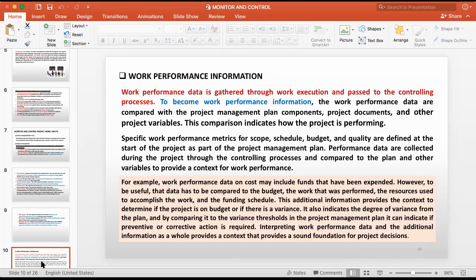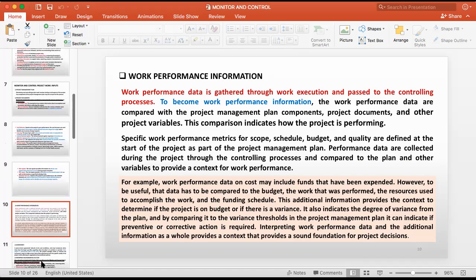So this is information, not only data. Work performance data is only data, but you change it to information by comparing with the budget. Then you will know the actual situation, whether you have cost overrun, whether you are under cost, all these things you are going to identify. So work performance information is very important because of that.